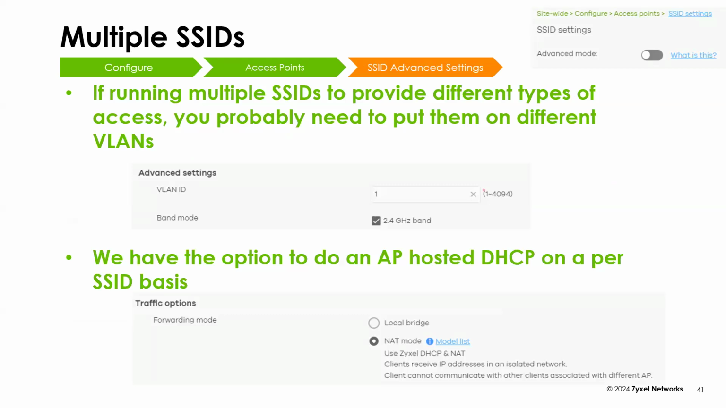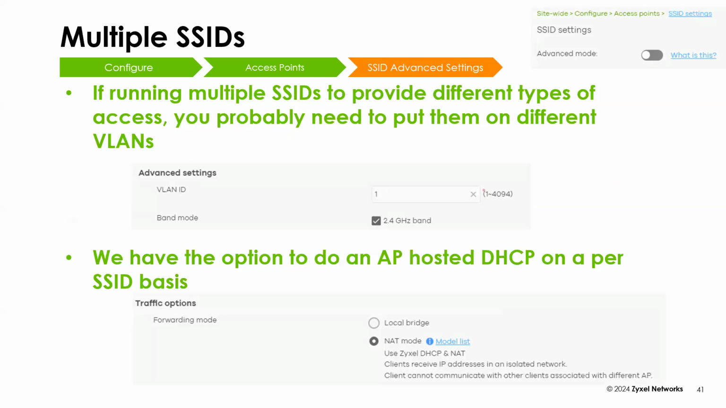Multiple SSIDs. As a general rule, if you're running multiple SSIDs, the reason you are doing that is because you have different types of users that need different network access. So each SSID should be on a different VLAN.